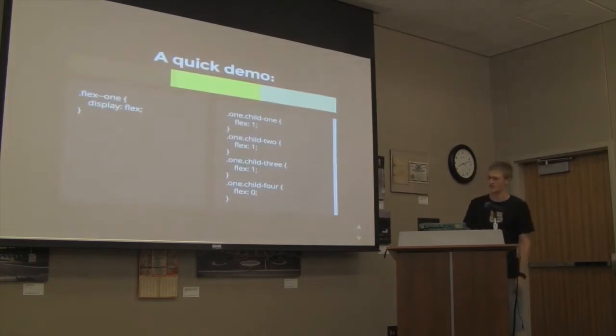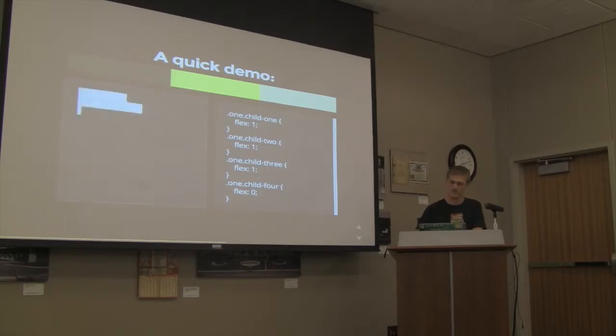So here's what that looks like in practice. We've got these 3 containers here. We've got our parent, which is displaying flex. We've got 3 children that all have a flex value of 1. We've actually got a 4th child down here that has a flex value of 0. We can change that to 1 and it just comes right in there, which is pretty sweet. You don't have to mess with percentages. You don't have to do anything. Flexbox just figures it out for you.